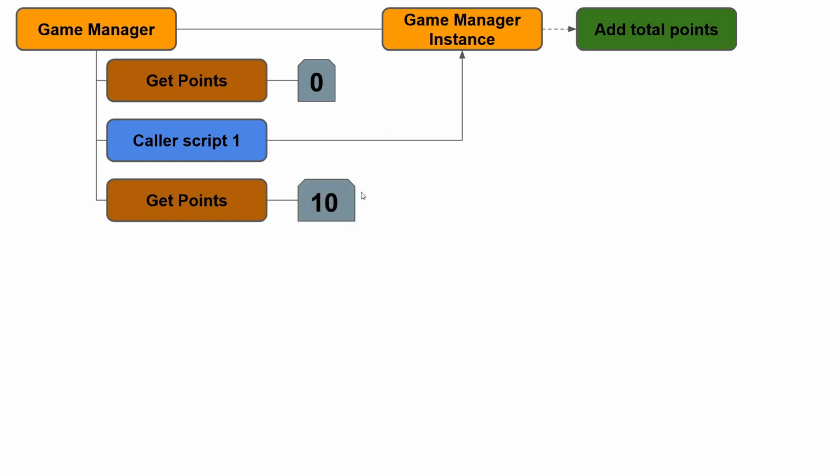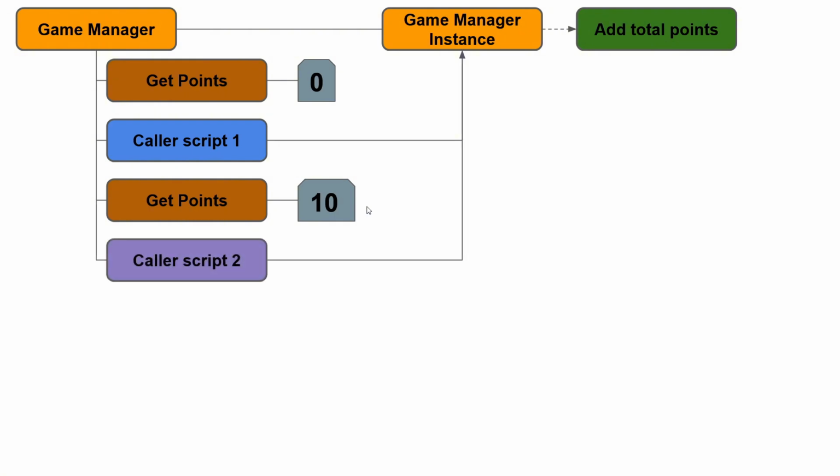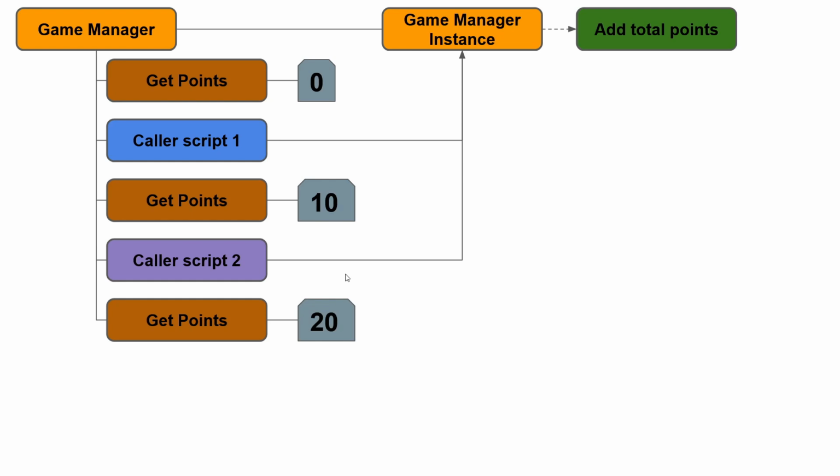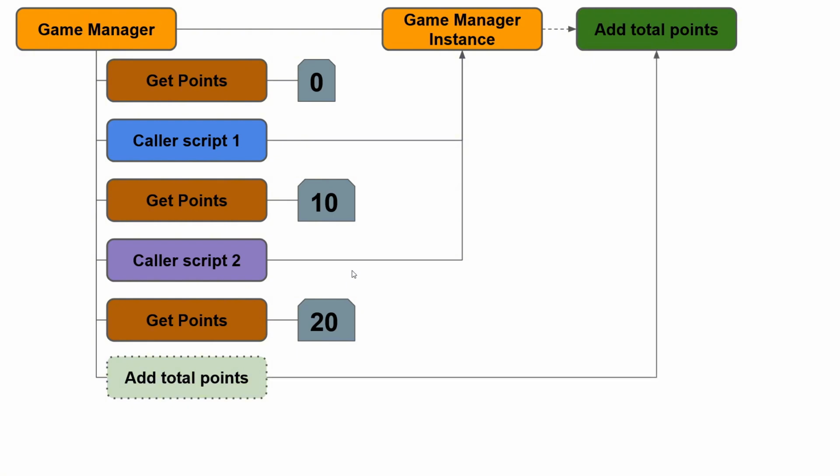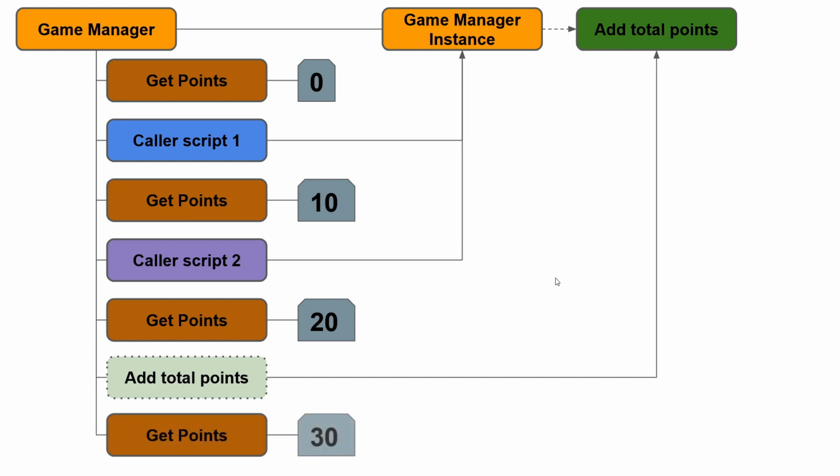Now caller script 2 also tries to create a new game manager, but it gets returned the original instance that was created. So now when it adds total points, it's called against that original instance. So when we call get points, we get the updated value. And finally, we call add to total points, and this is done against the game manager which we had in our player added script. The very final thing we do, we get to see the total value of points, which was 30.